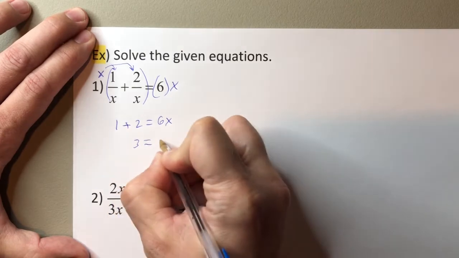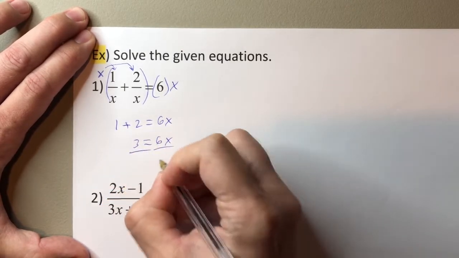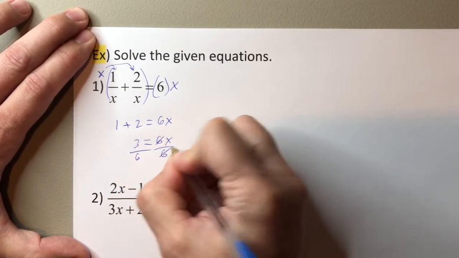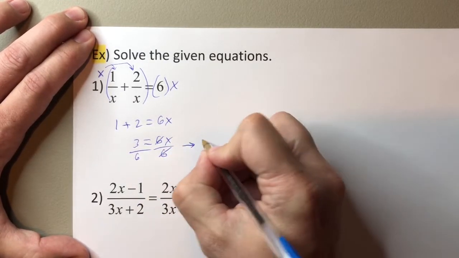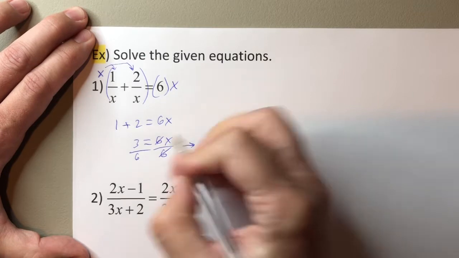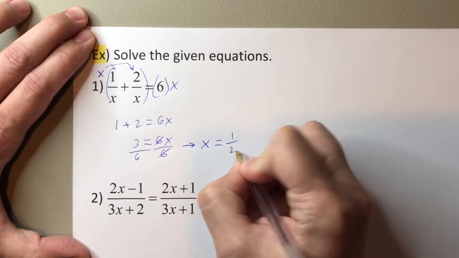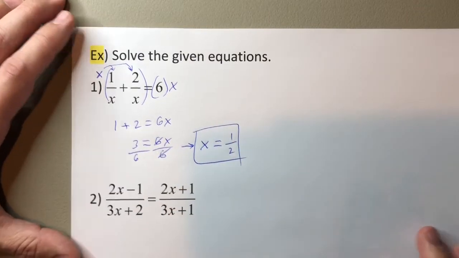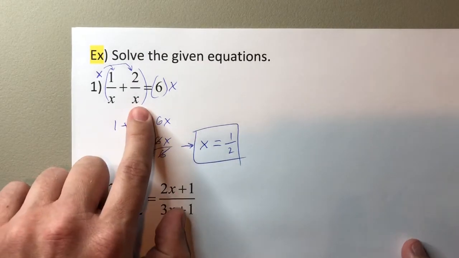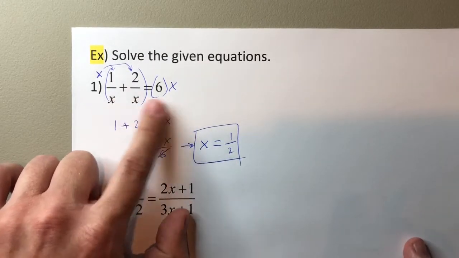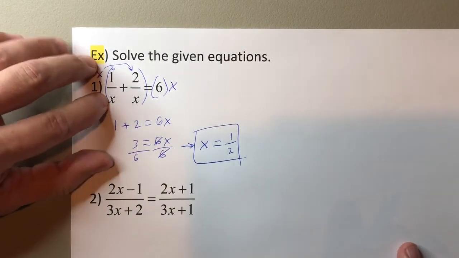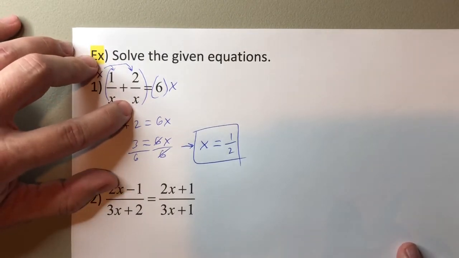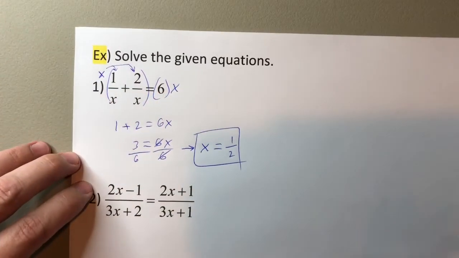So we get 3 equals 6x. Dividing both sides by 6, be careful, you're dividing both sides by 6, will lead us to x equaling what? 3 over 6, or 1/2. You could check that in the original equation to make sure that it does satisfy it, and it would. 1 divided by 1/2 is 2. 2 divided by 1/2 is 4. 2 plus 4 is 6.